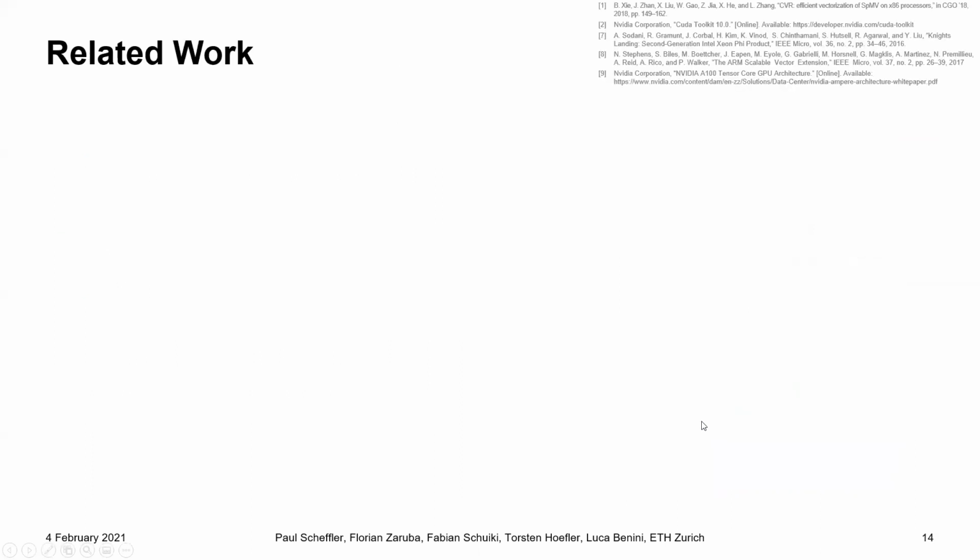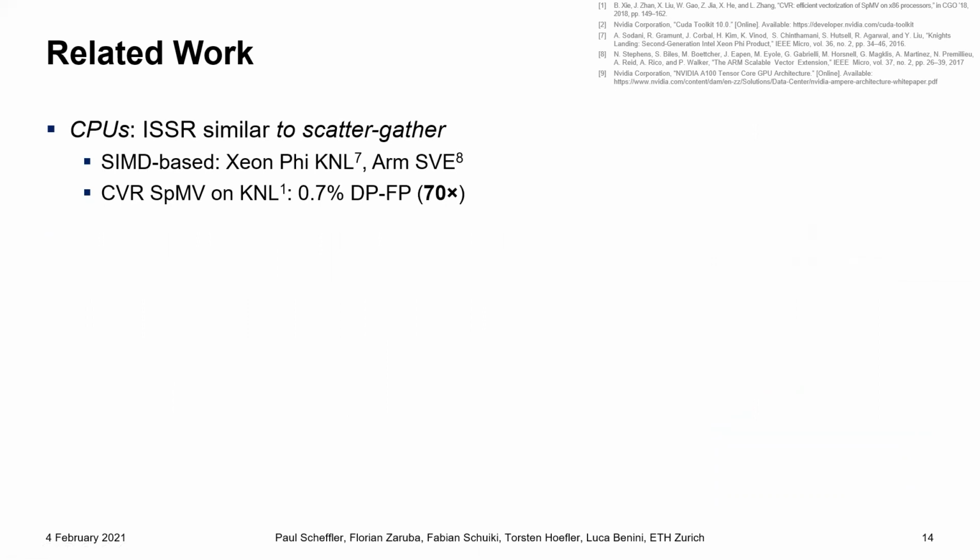So now for some related work. As you may have already realized, ISSR as a proposition is similar to scatter-gather mechanisms in CPUs. These mechanisms are coming back in recent times in SIMD implementations, for example, in Intel's Xeon Phi Knights Landing or in ARM's Scalable Vector Extension. And our example from our introduction with CVR SpMV was on Knights Landing, and as we've seen, it achieves only a 0.7% double precision floating point utilization, which is 70 times less than what we achieve in our cluster implementation.